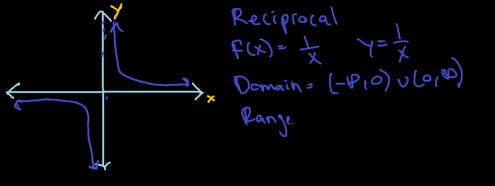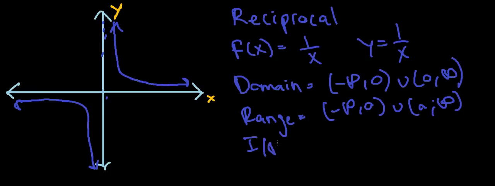And the range is exactly the same. The only value that will never result from this is 0. It's negative infinity to 0, 0 to infinity. Increasing or decreasing: we can start over here and say what's happening to our y's. Our y's are decreasing. They're getting closer and closer to negative infinity as we approach 0 from this side. But remember, we cannot touch 0, so this graph is completely separated. This graph does not connect.